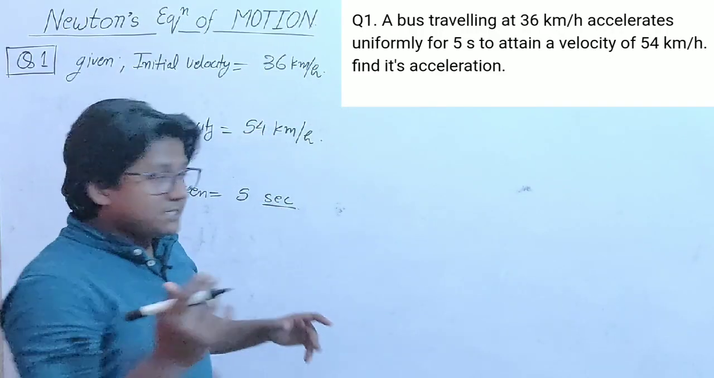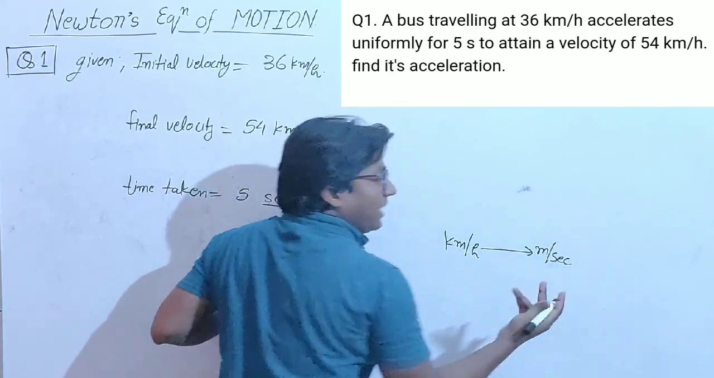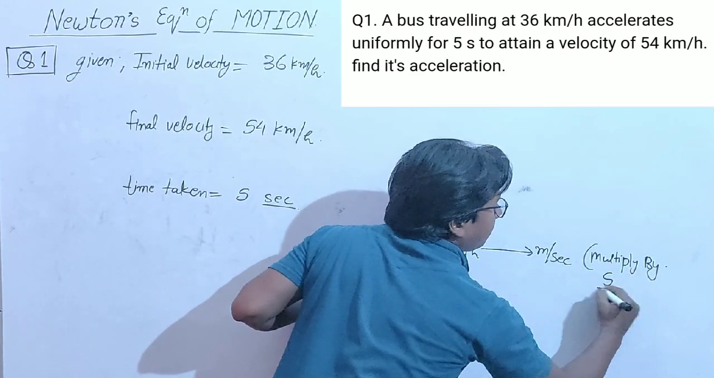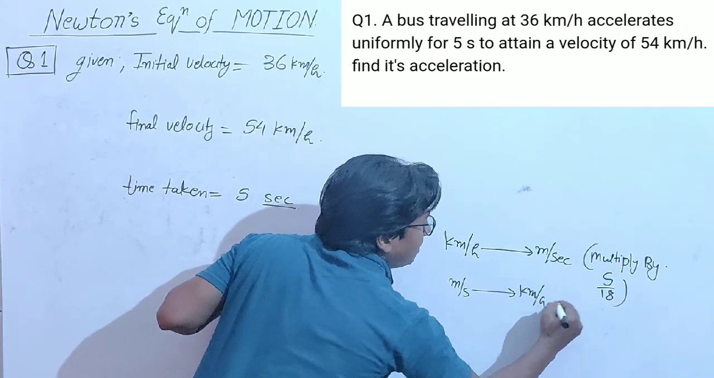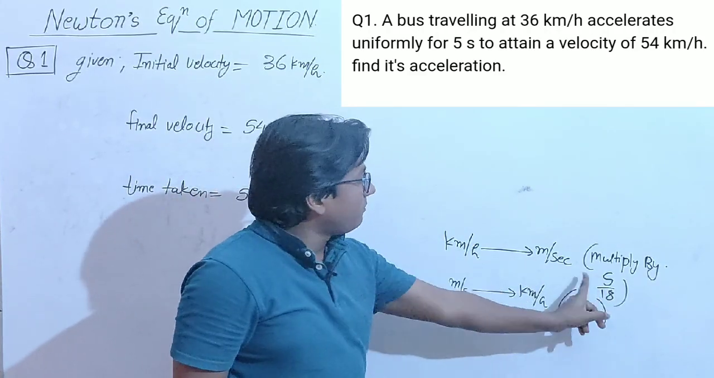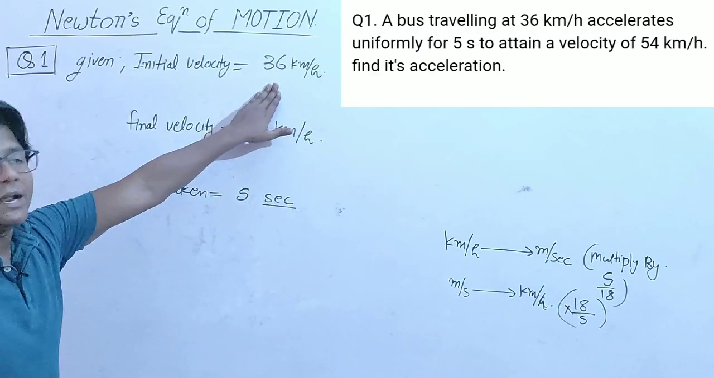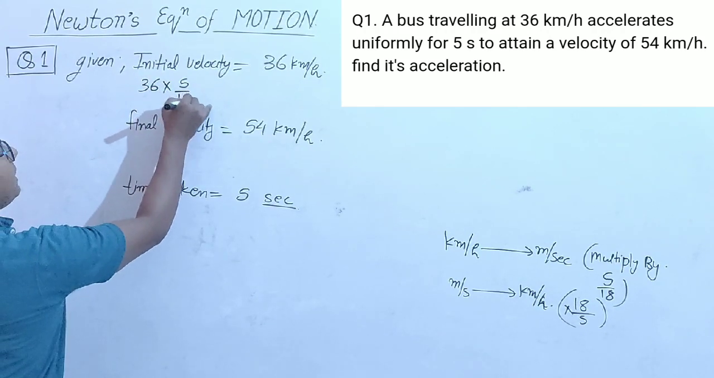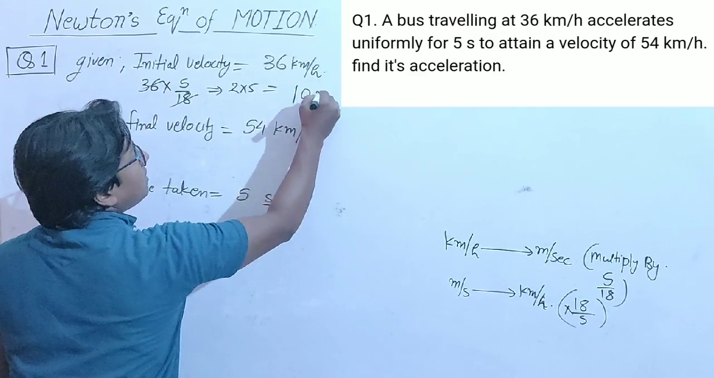You know that for changing from kilometer per hour to meter per second, we have to multiply by 5/18. And when we have to change meter per second into kilometer per hour, we have to multiply by 18/5. So this is in kilometer per hour, so we will change this by multiplying 36 into 5/18. 36 divided by 18 is 2, so 2 into 5, that will be 10 meter per second.